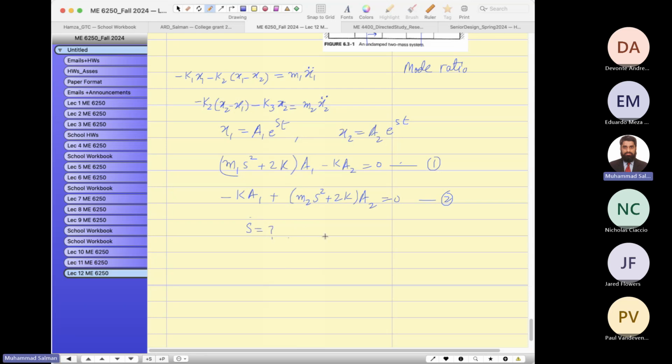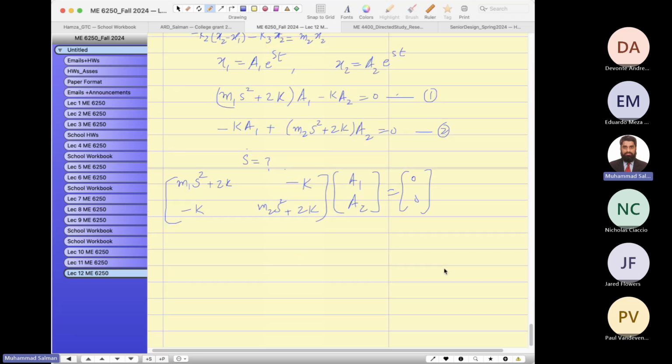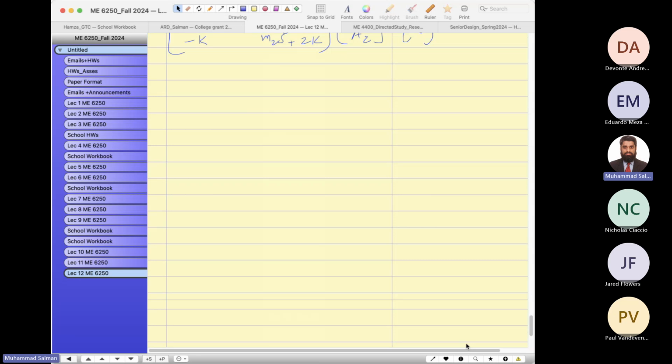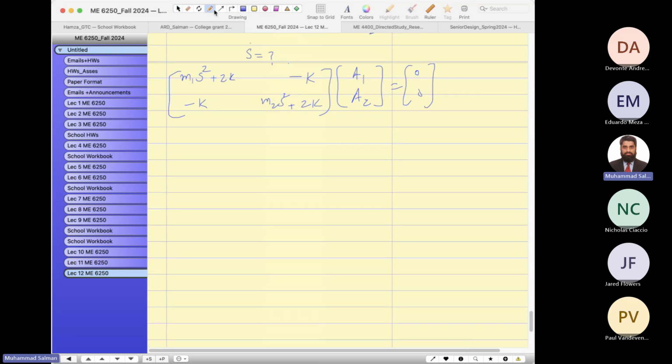What are the roots? So let's take one step back and write it down in terms of a 2x2 matrix. This is M1 s square plus 2K, minus K. Here it would be minus K. This is M2 s square plus 2K, equals 0, 0. So in this equation, now we are in a good position to find the determinant.